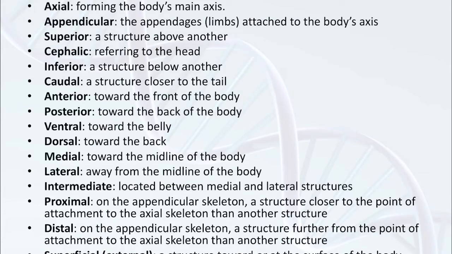These are a bunch of anatomical terms that you need to know. I'm not going to walk you through these, but you are expected to be able to use these terms and understand what they mean for exam 1.